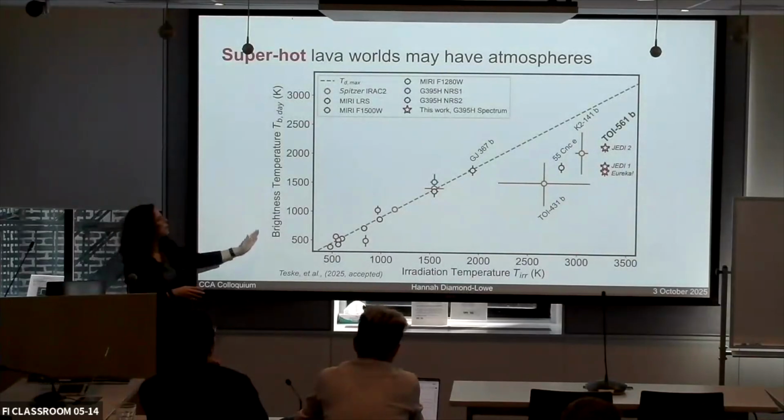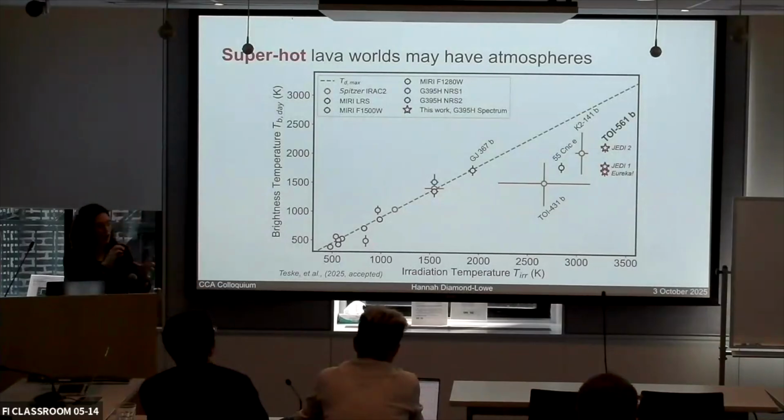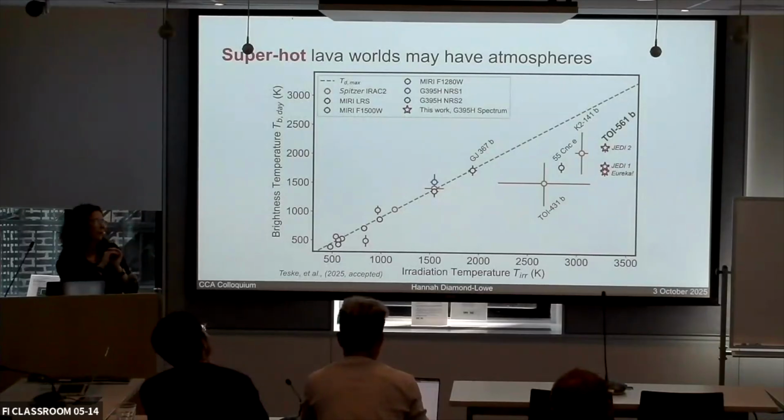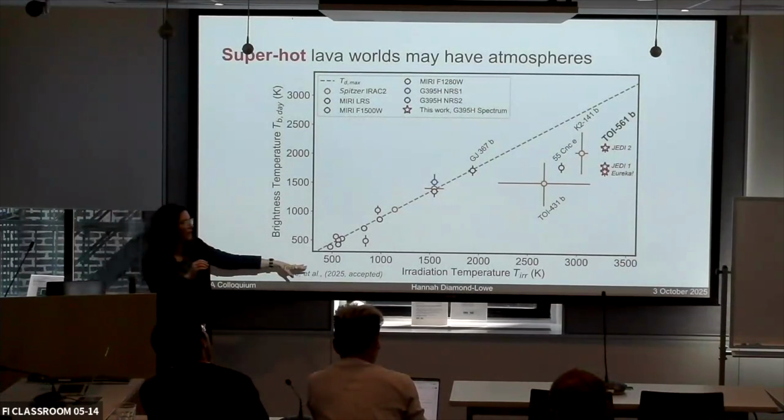And this is brightness temperatures. These are measured mostly at infrared wavelengths, but you're basically saying how hot is the day side of this planet. This is the measured day side effectively as a function of the irradiation temperature.